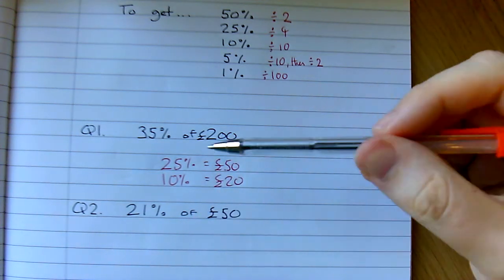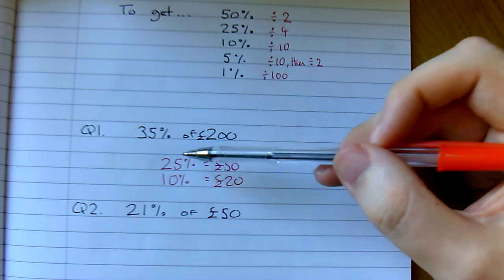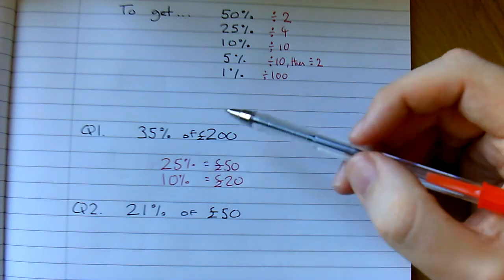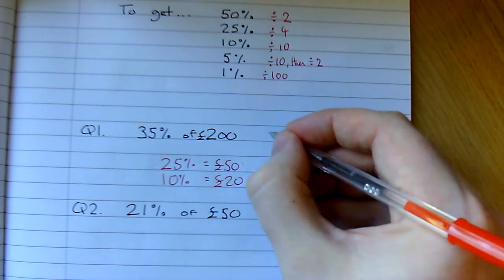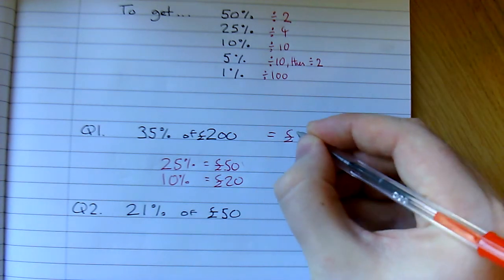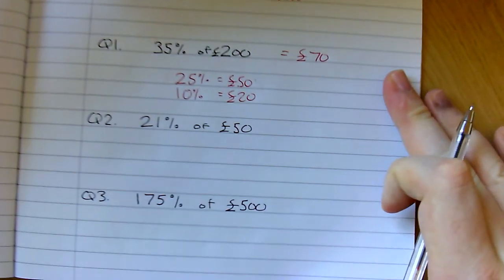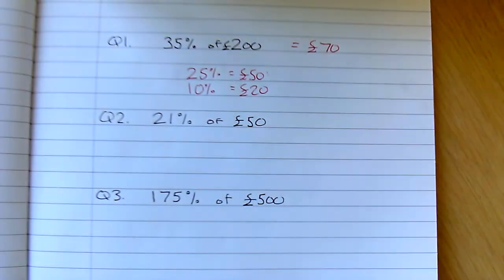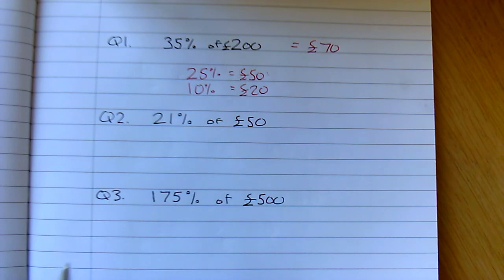Now, if I know what 25% is, and I know what 10% is, if I add 25% and 10%, I get 35%. So that's what I'm going to do. I'm going to add the £50 and £20. My final answer is 70. Okay. 2 more questions for us today.